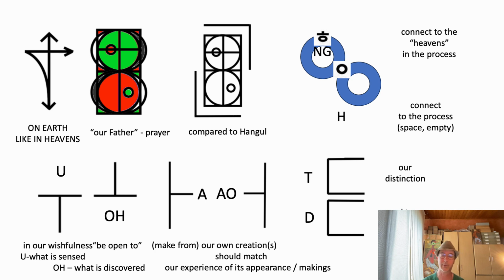So the A against the O. It's what can we make from our own creations. It should also match, of course, the experience of what we make from it, the experience of how it really is. So also our distinction should match what it's directed to.